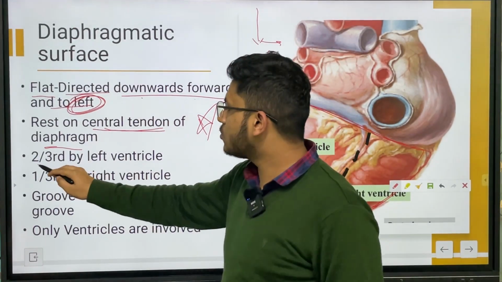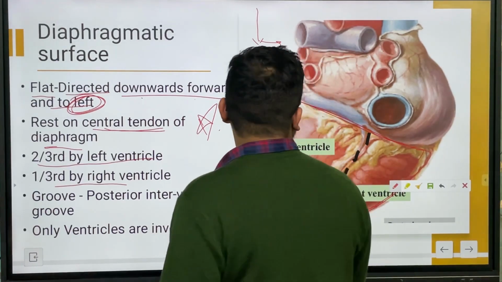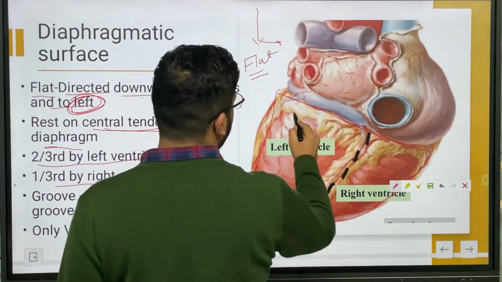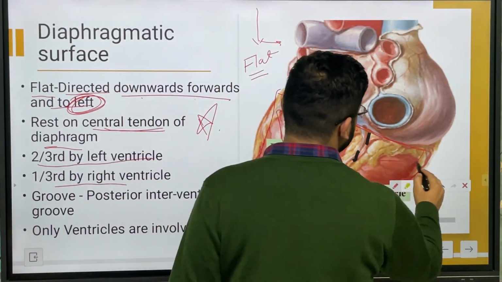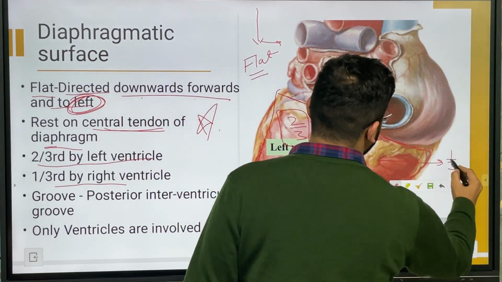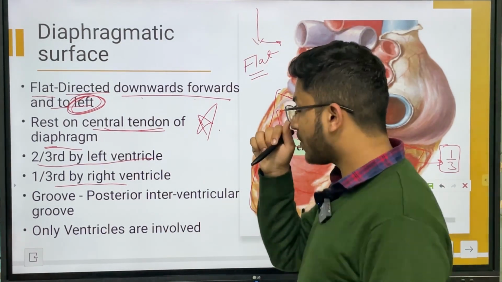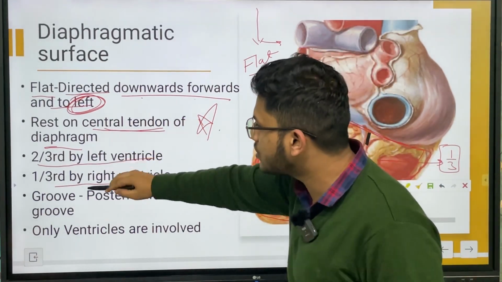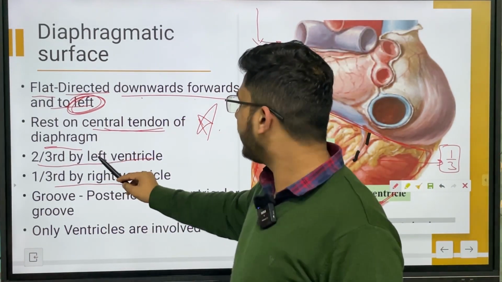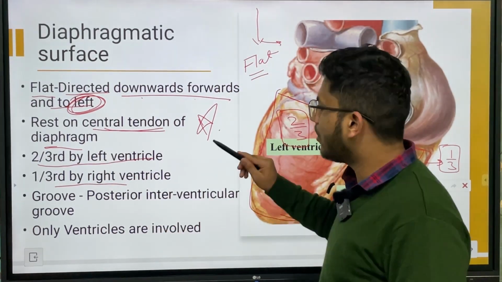The next thing is 2/3 by the left ventricle and 1/3 by the right ventricle. The majority, as you can see, is formed by your left ventricle, while in the minority we can see the right ventricle. While in the above sternocostal or anterior surface, we were seeing the opposite. 1/3 was formed by the left ventricle and 2/3 was formed by the right ventricle. So this is the point to remember.